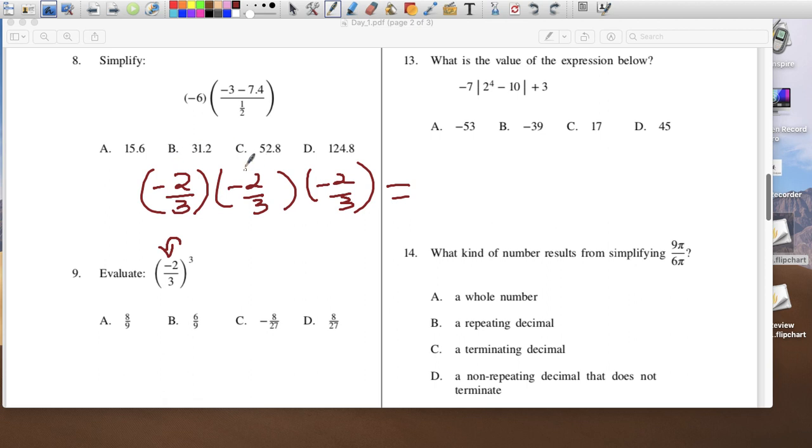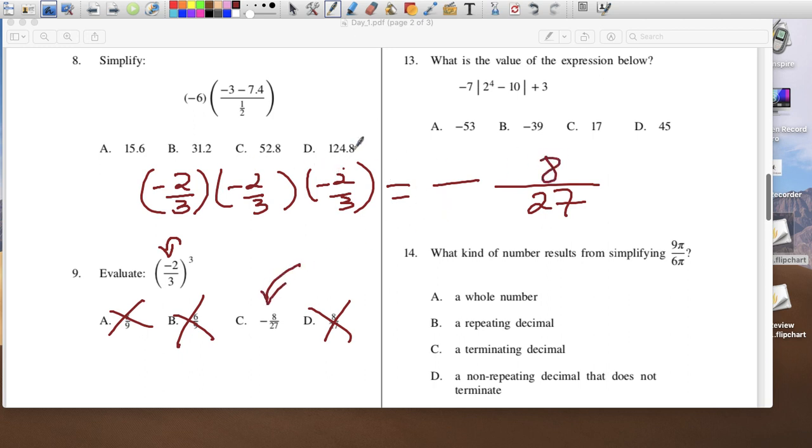Negative times a negative is a positive, and positive times a negative is a negative. So my answer is negative. So anybody who's positive can disappear. So negative, and my fraction is 3 times 3 times 3, which is 27. And on top, 2 times 2 times 2, which is 8. And you can see that our answer is there.